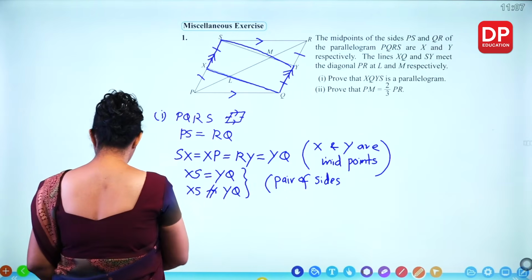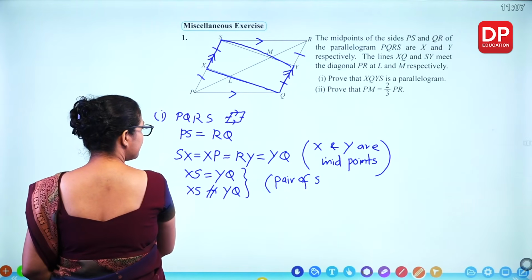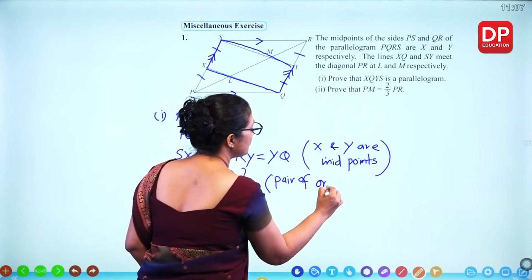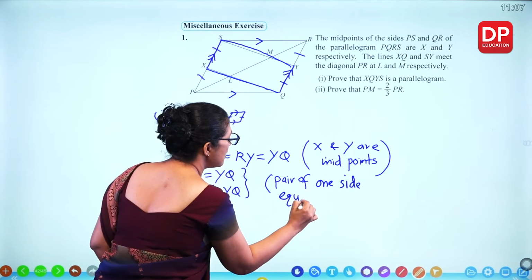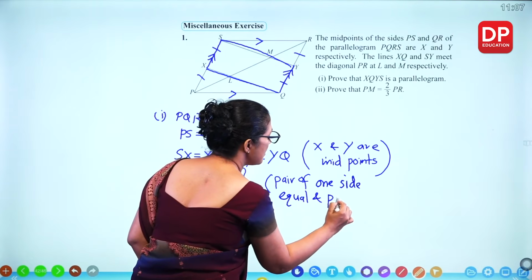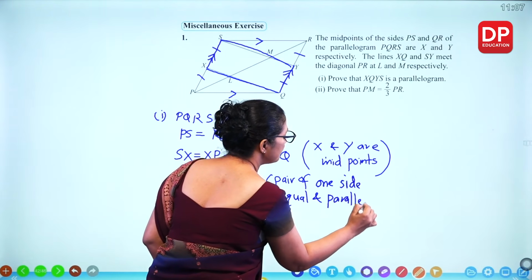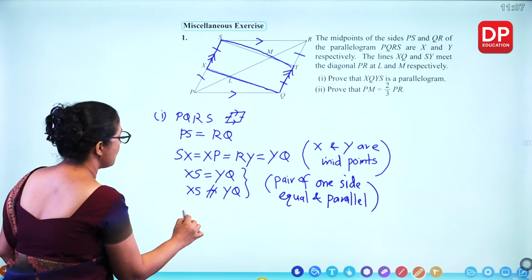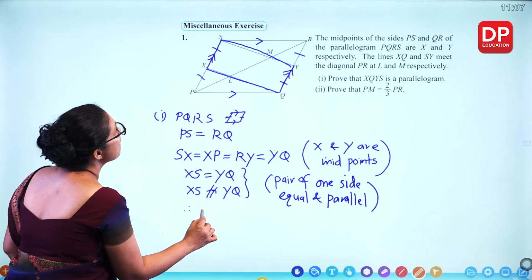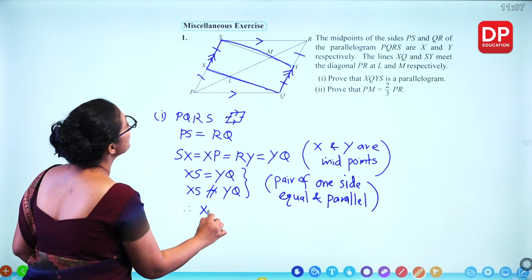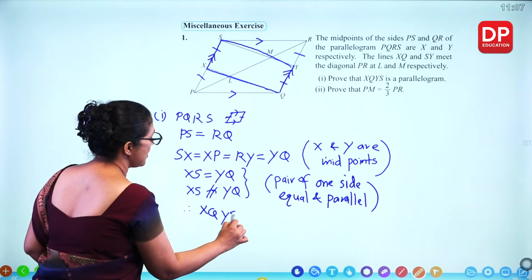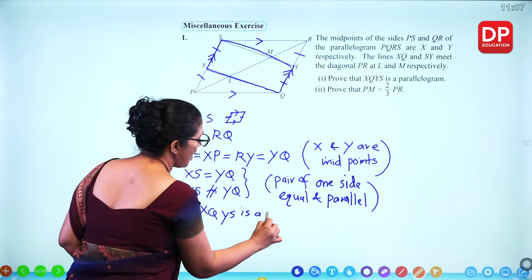Pair of one side equal and parallel. Therefore, we can say XQYS is a parallelogram.